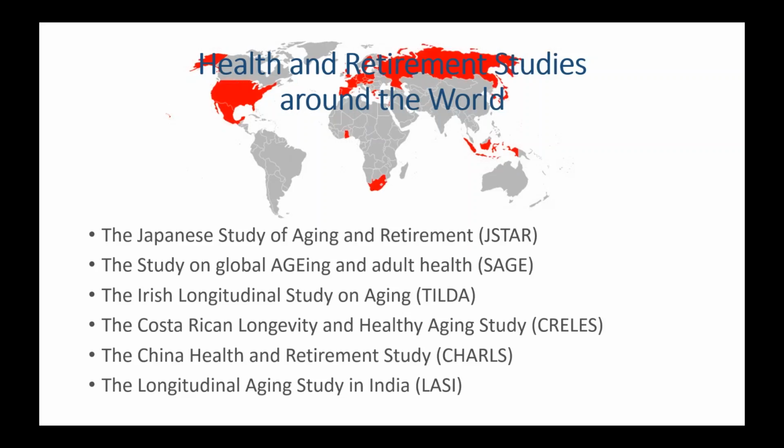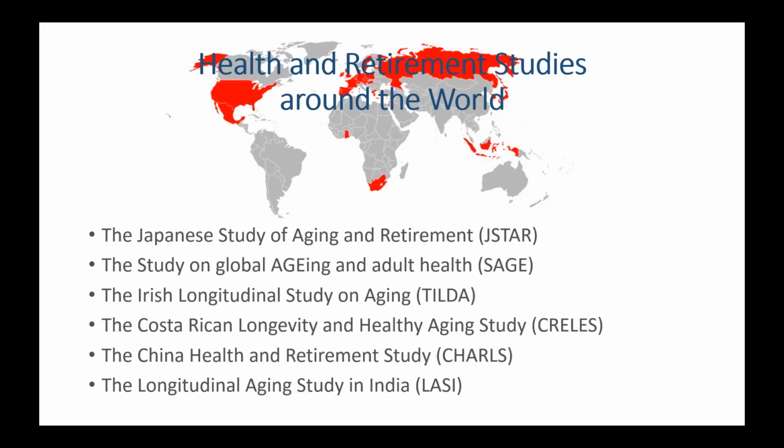SAGE is a study which was started in 2007, and that's another multi-country survey, started by the World Health Organization, and that includes China, Ghana, India, Mexico, Russia, and South Africa. So again, you get some nice variation. We see some African countries which are particularly interesting, and SAGE follows people aged 50 and older.